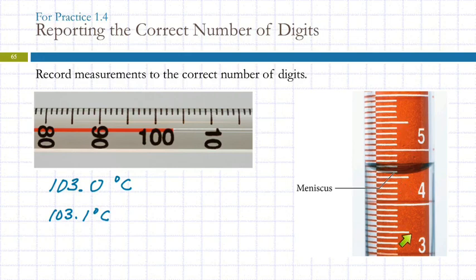Here we have a liquid in a graduated cylinder. And the surface of the liquid is curved. That's called a meniscus. And we'll learn later in the semester why it does that.